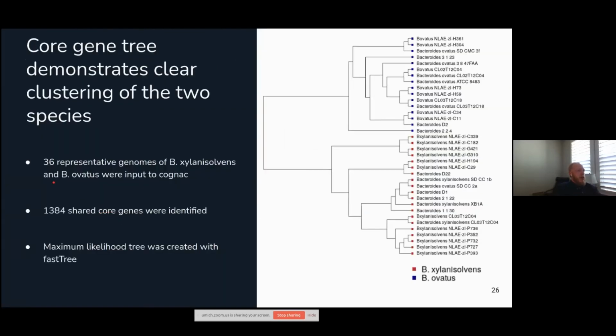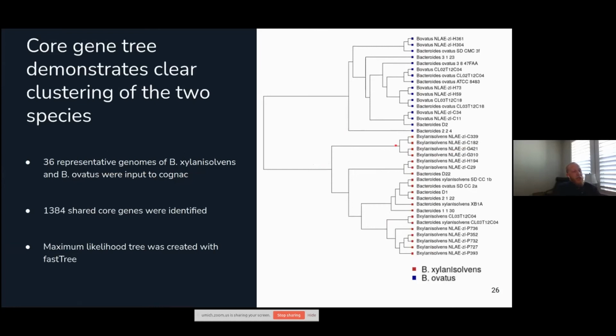So to do this, we collected a data set of Bacteroides xylanosolvens and ovatus. And these are maximum likelihood trees shown here. You can see that the two species exhibit clear clustering on the tree, with xylanosolvens shown in red and ovatus shown in blue.